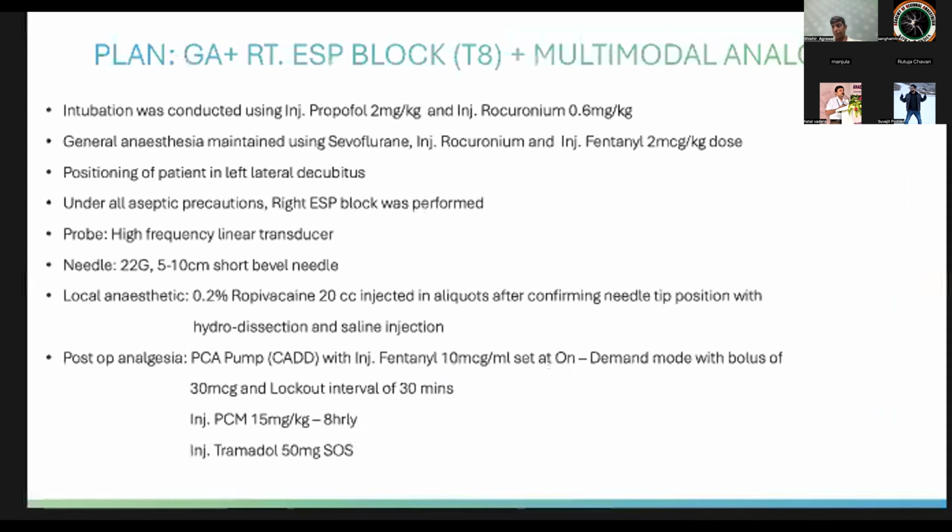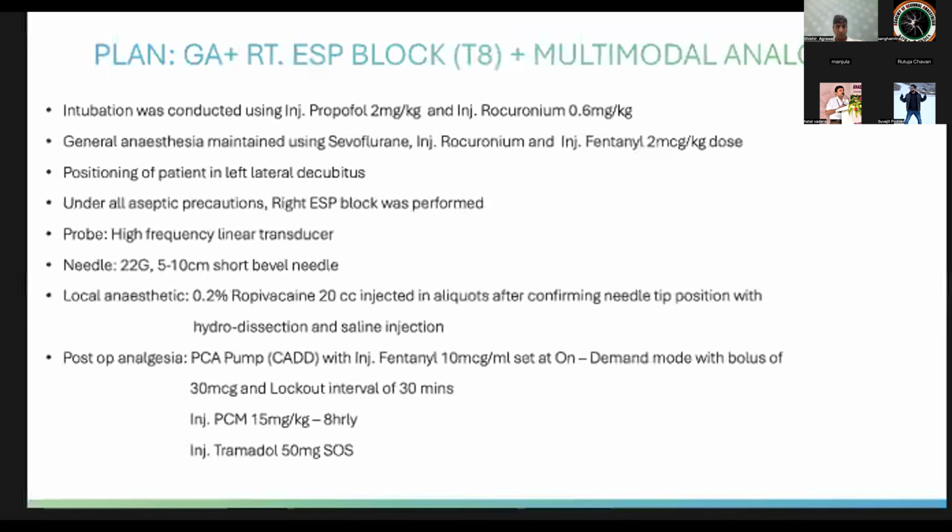After administration of general anesthesia and positioning of the patient in the left lateral decubitus, the right erector spinae plane block was performed. We used 0.2% ropivacaine 20 cc, injected in aliquots after confirming the needle tip position with hydrodissection and saline injection. For post-operative analgesia, we used a PCA pump with injection fentanyl 10 mics per ml set on on-demand mode with a bolus of 30 mics and a lockout interval of 30 minutes. Also, injection paracetamol was added at 15 milligram per kg 8 hourly and tramadol 50 milligram SOS.